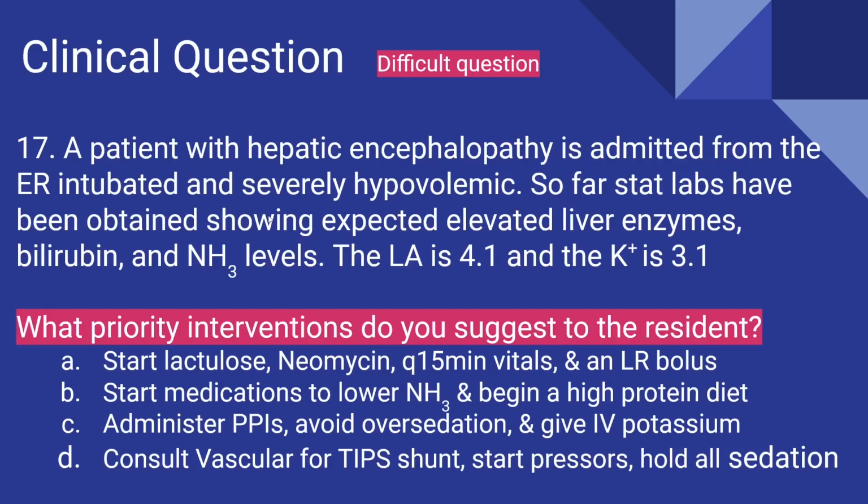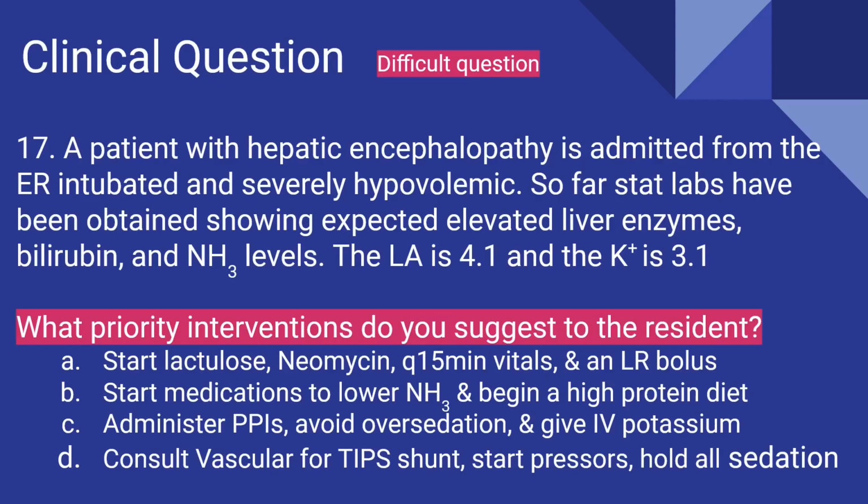So this is a more difficult question. A patient with hepatic encephalopathy is admitted from the ER, intubated, and severely hypovolemic. So far, labs have been obtained showing expected elevated liver enzymes, a high bilirubin, and a high ammonia level. The lactic acid is 4.1 and the potassium is 3.1. So what priority intervention do you suggest to the medical team?